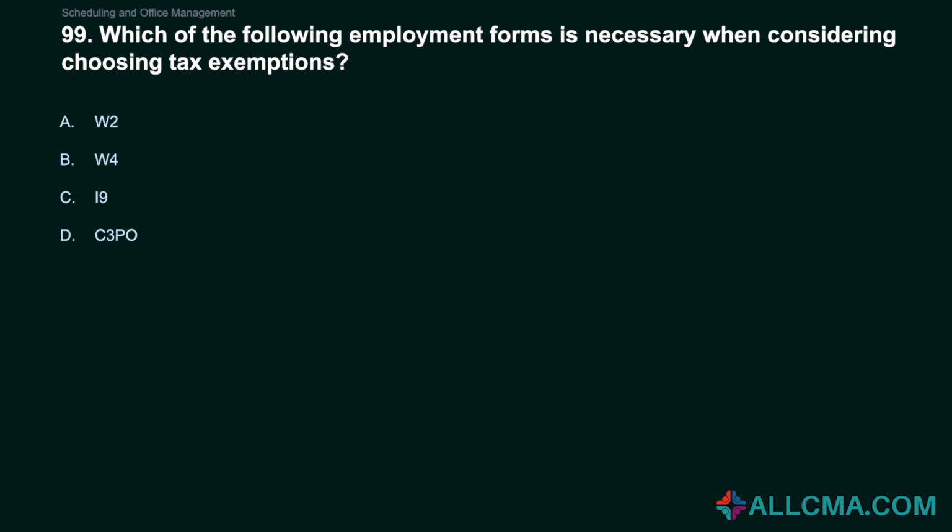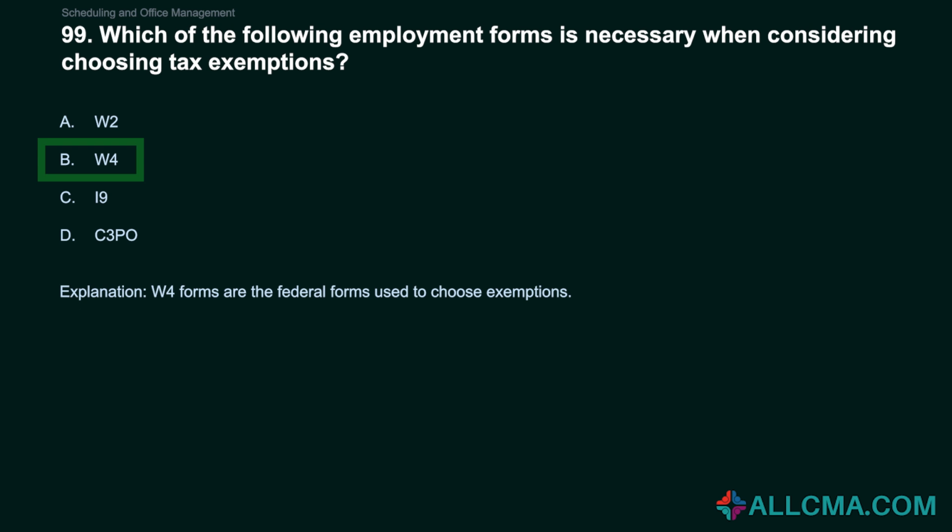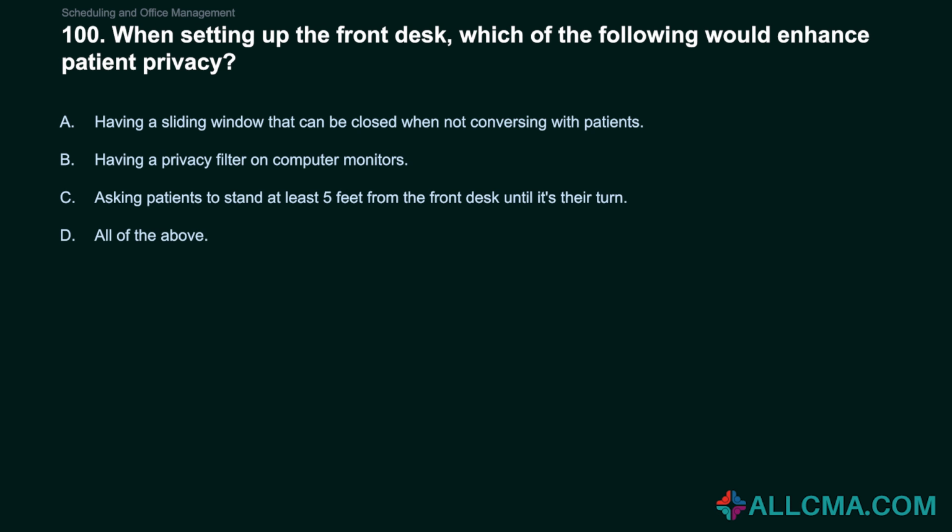99. Which of the following employment forms is necessary when considering choosing tax exemptions? A. W-2. B. W-4. C. I-9. D. C-3PA. Correct answer: B. W-4. W-4 forms are the federal forms used to choose exemptions.